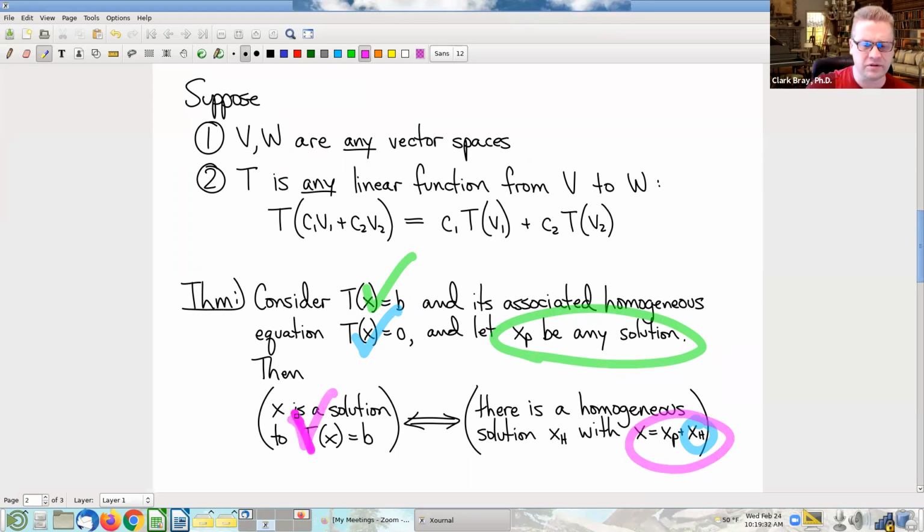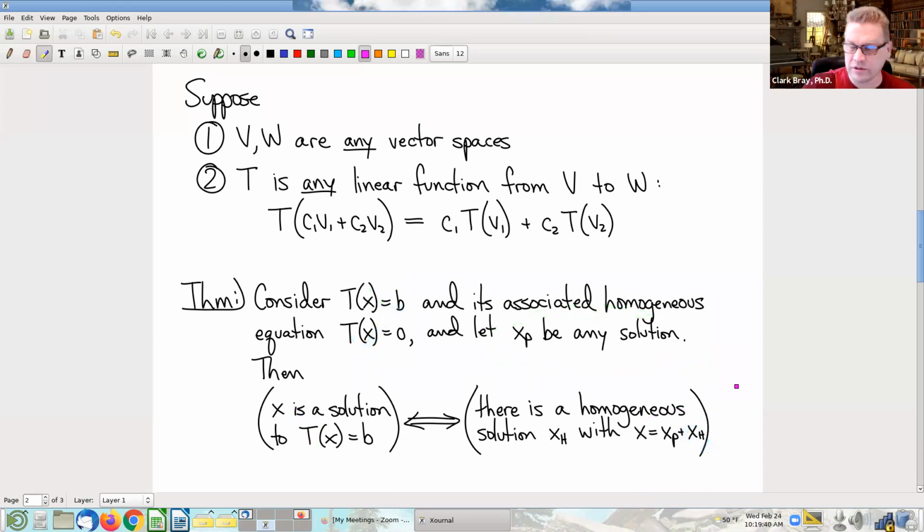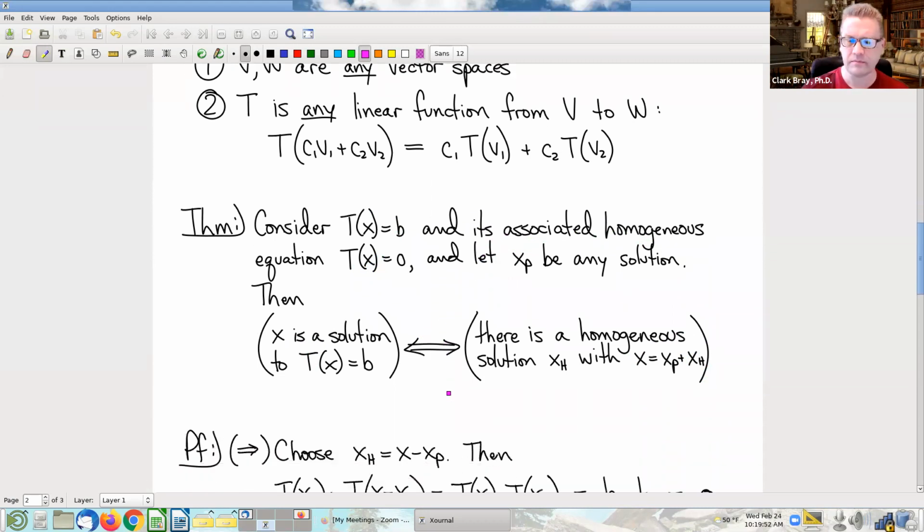And if I have any solution, shouldn't that always be particular plus homogeneous? So that's what we're expecting to be true, hoping to be true, just following the pattern. But now let's actually prove it. And by the way, this question of what we think ought to be true, it is true. And we are now going to prove it.